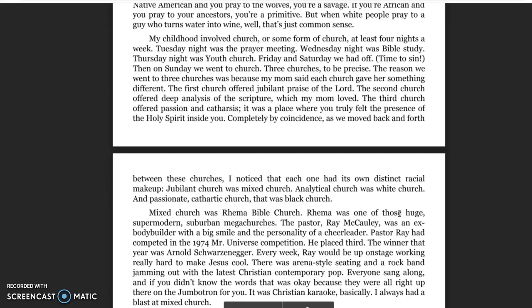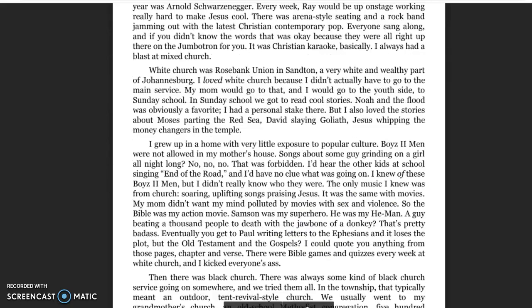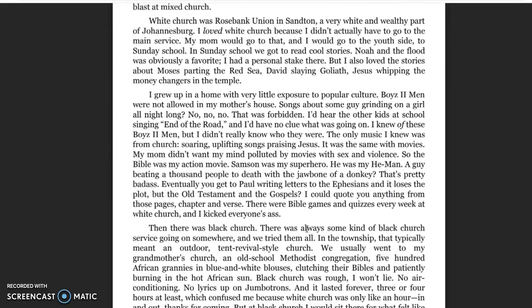Because he's going back and forth between these churches, between the mixed church and the Black church and the white church.